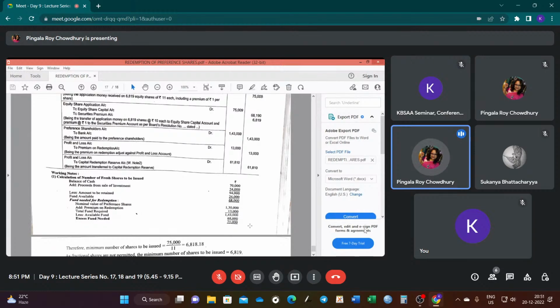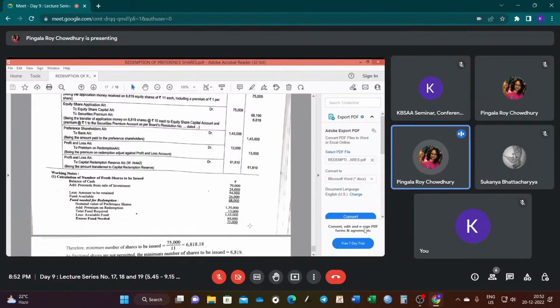Now, what is the actual nominal value of preference shares which is being redeemed? We had 1,300 preference shares of rupees 100 each. So we need a total of 1,30,000. Now, the premium on redemption is 13,000. So we have to pay a total of 1,43,000 to the preference shareholder, out of which 68,000 can be paid from the company funds. So the excess fund which is needed is rupees 75,000.